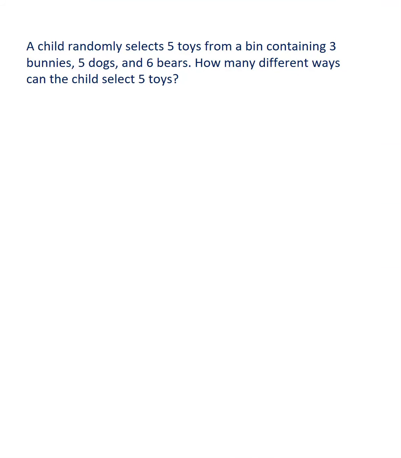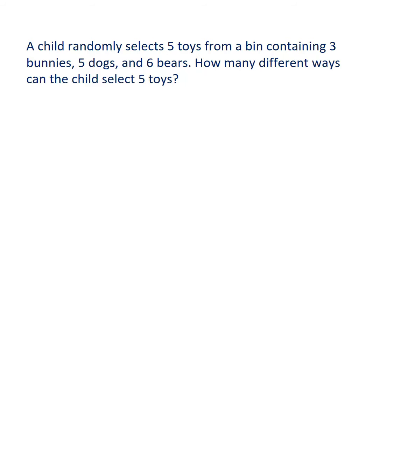A child randomly selects 5 toys from a bin containing 3 bunnies, 5 dogs, and 6 bears. How many different ways can the child select 5 toys? You can again see that it is selecting r items out of n items. That's the definition for both permutation and combination. The difference was that in permutation the order matters, in combination the order does not matter. So we have to use one of the two. Which one can that be?